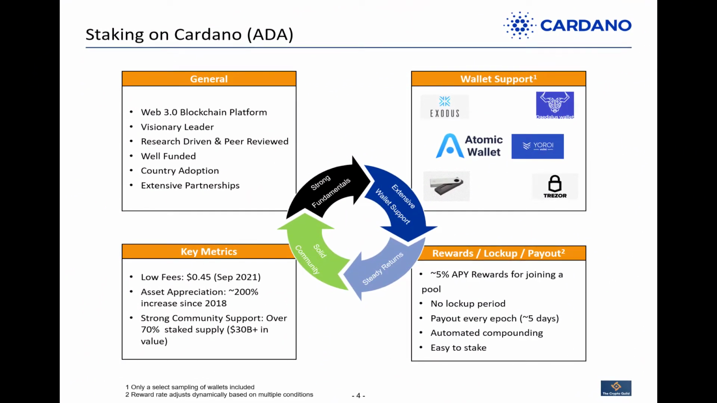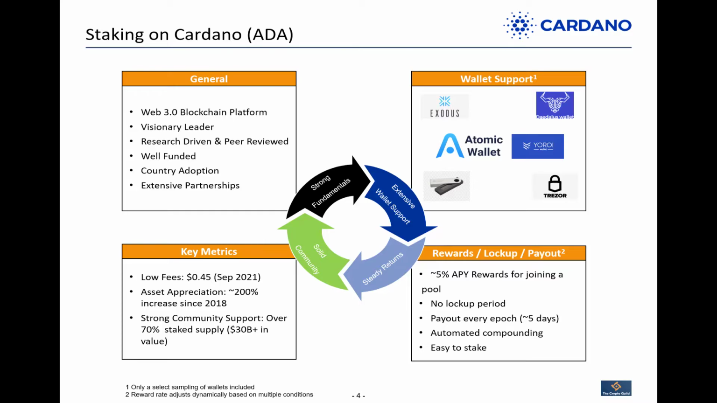Next, I want to talk about two projects, guys, and there are so many of these out there, but these are two that I really like, and I wanted to talk about staking on these projects. The first one is Cardano. Let me just give you a quick overview of Cardano. It's a Web 3.0 blockchain. It has a visionary leader in Charles Hoskinson. They're very purpose-driven, research-driven, and use peer-reviewed methodologies. Generally well-funded. They already have a lot of adoption in Africa in terms of education, and they have extensive partnerships. So the future looks pretty bright for Charles and the Cardano blockchain.